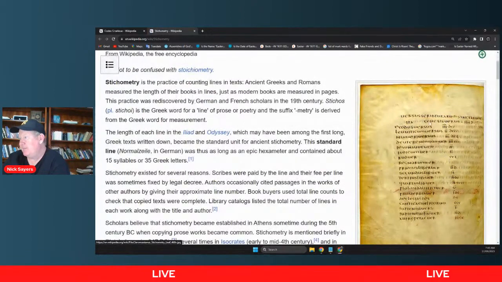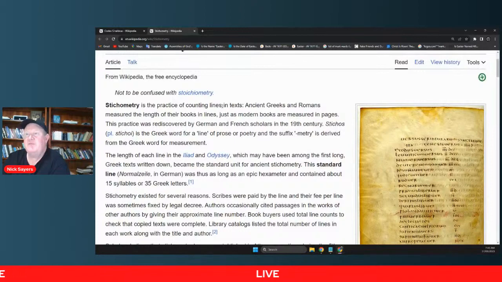Okay, so it's the practice of counting lines in a text. Ancient Greeks and Romans measured the length of their books in lines, just as modern books are measured in pages. This practice was rediscovered by German and French scholars in the 19th century.